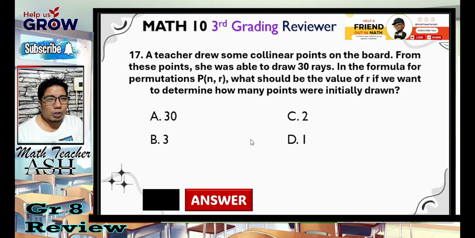A teacher drew some collinear points on the board. From these points, she was able to draw 30 rays. In the formula for permutation of n objects taken r at a time, what should be the value of r if we want to determine how many points were initially drawn? Is it A, 30, B, 3, C, 2, or D, 1? I'll give you 5 seconds to think about your answer.